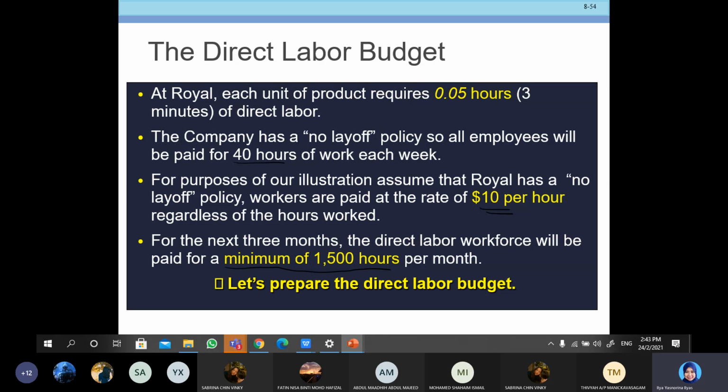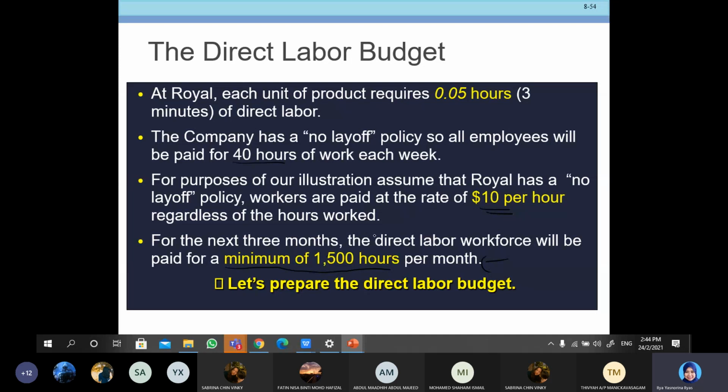Maybe this is a term that has been set by the human resource department in your country. Your minimum per month that you have to pay your workers is 1,500. Even though your workers work only 1,200, you need to pay 1,500. It's according to the question. If the question asks you to have a minimum, then you will be paid based on the minimum.